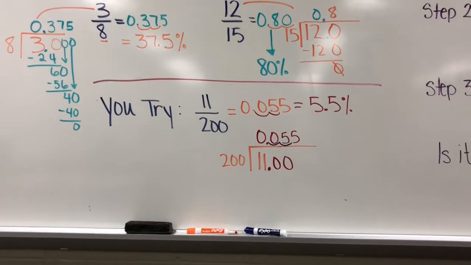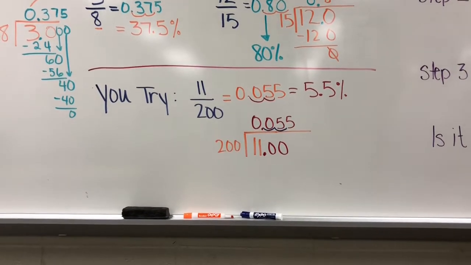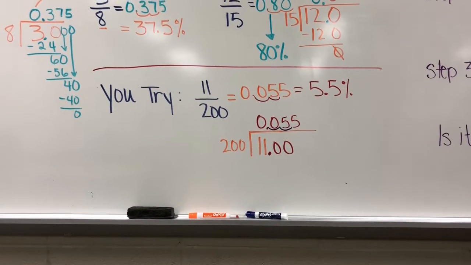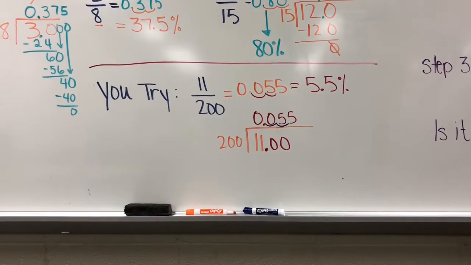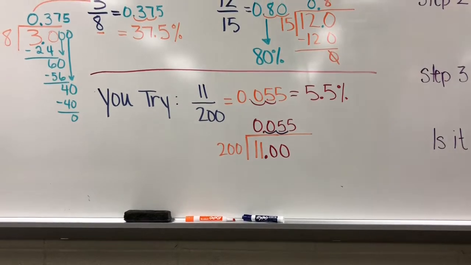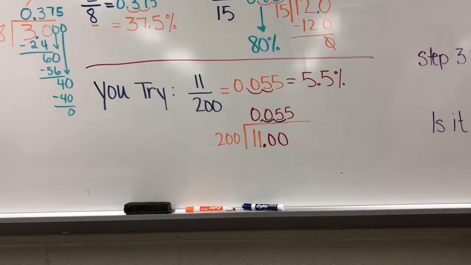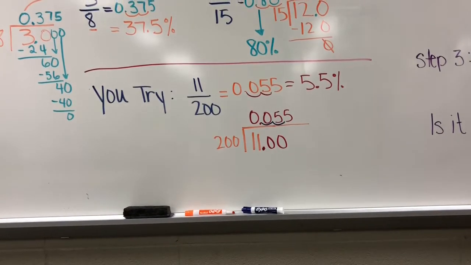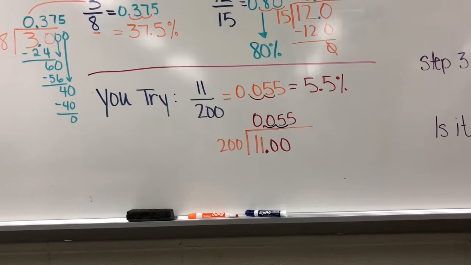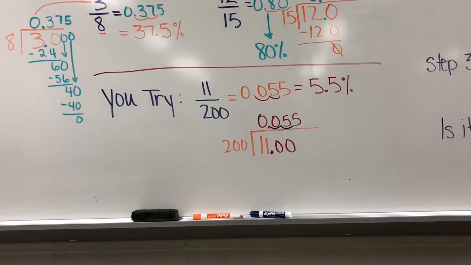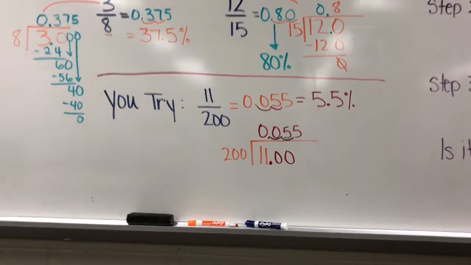Okay, as you can see, 11 over 200. Put the 11 on the inside of that box. Had to add some extra zeros because 200 can't go into 11. 200 cannot go into 110, but it can go into 1100. That gave me 0.055. Move my decimal 2 places to the right, so it's 5.5%. I hope you got that. If you didn't, check your work, compare it to mine. If you have any questions, let me know.